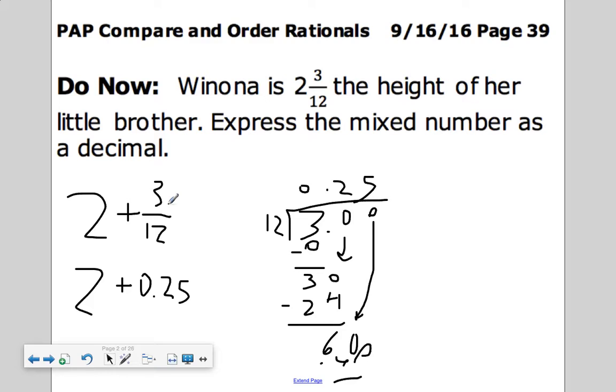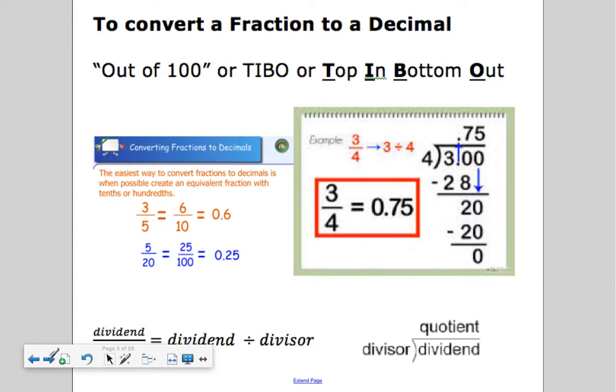Wait, doesn't 3/12 simplify? Couldn't I have renamed that as 1/4? You could have. So 2 plus 25 hundredths is 2 and 25 hundredths, the decimal form. Sorry for the chicken scratch. As a reminder, how do you turn a fraction into a decimal? Some people like doing it out of the tenths place or hundredths place. Some people like dividing. It is your option.